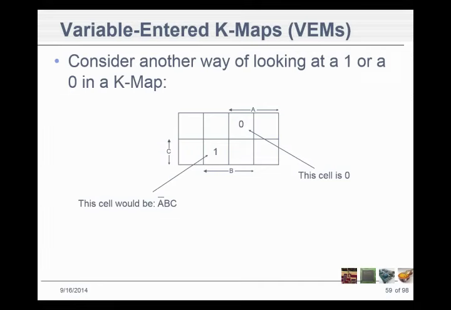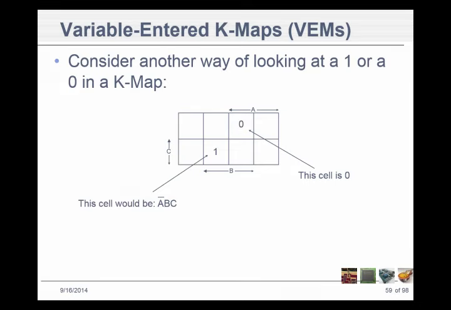I don't know if any of you have seen these before. That's variable entered K-maps. Have any of you done that? Okay. Now we know we could go up to a 5 variable K-map.